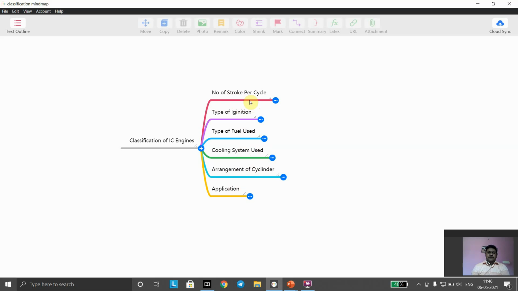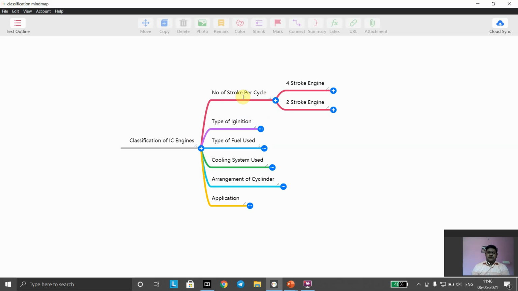Let us see how these IC engines are classified based on the number of strokes per cycle. Everyone knows stroke is nothing but the distance between the top dead center and bottom dead center, or the length of the cylinder. The IC engine is classified based on the number of strokes as 4-stroke engine and 2-stroke engine. The meaning is that if the complete thermodynamic cycle is completed in 4 strokes of the piston travel, it is a 4-stroke engine, and if the complete thermodynamic cycle completes in two strokes of the piston travelling inside the cylinder, it's called a 2-stroke engine.